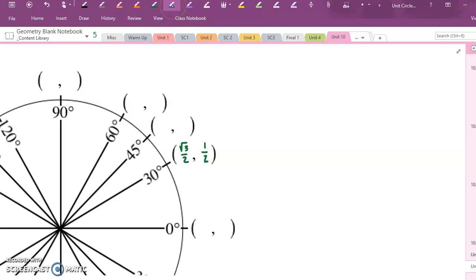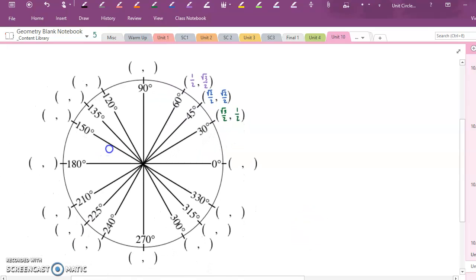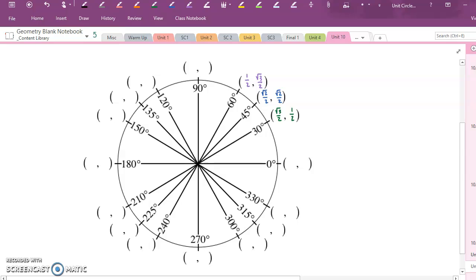45 degrees, we put down our middle finger. We have 2 fingers on top, 2 fingers on the bottom for our trick. So we have square root 2 over 2, comma, square root 2 over 2. And then finally, we can put down our index finger for 60 degrees. We have 1 finger on top, 3 fingers on the bottom. So we have 1 over 2, comma, square root 3 over 2. For the rest of the unit circle, it's all based on 30, 45, and 60 as the reference angles.